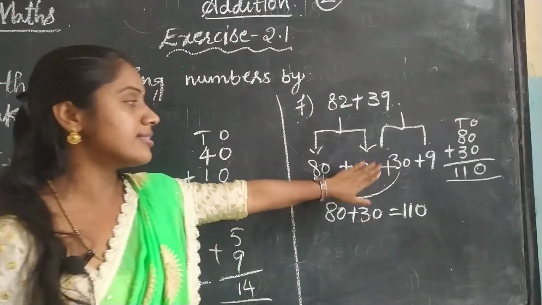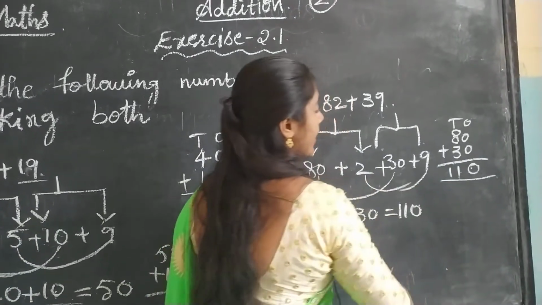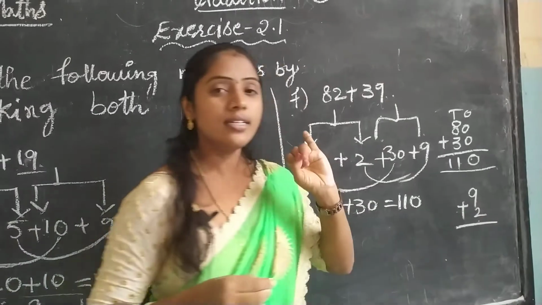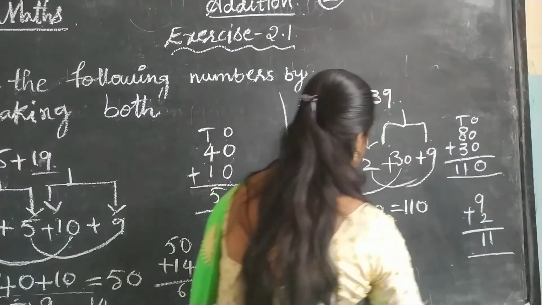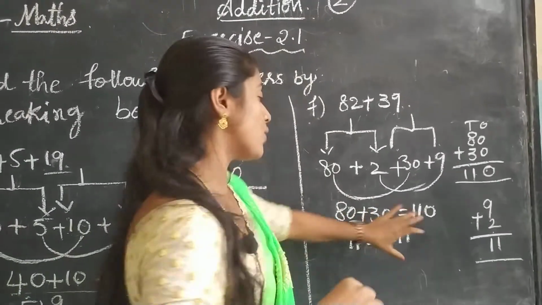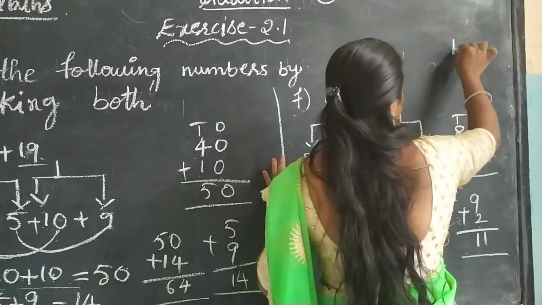Next we are going to the single digit. Ones place. What are the ones place here? 2 and 9. So 9 plus 2. 9 after 10, 11. So answer is 11. So 9 plus 2 is equal to 11. Next you have to add these two numbers. What is this two numbers?